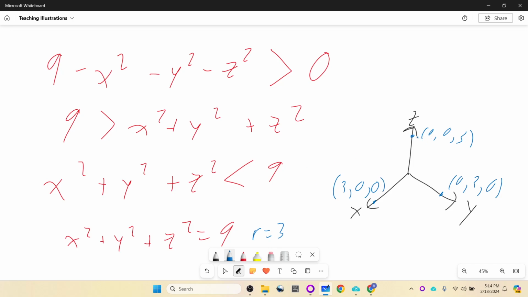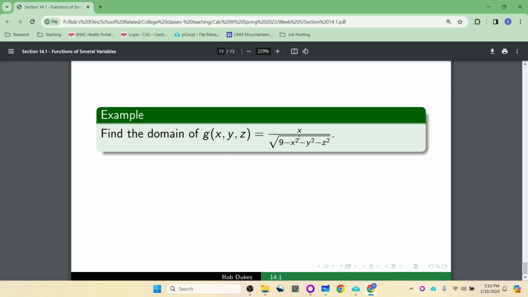Now, since it doesn't say equal, it's a dotted sphere. And since it says less than, we're going to shade the interior. If it said greater than, we would shade the exterior. We know this because if we plug in 0, 0, 0, that's in the domain. It becomes 0 over 3, which is 0.